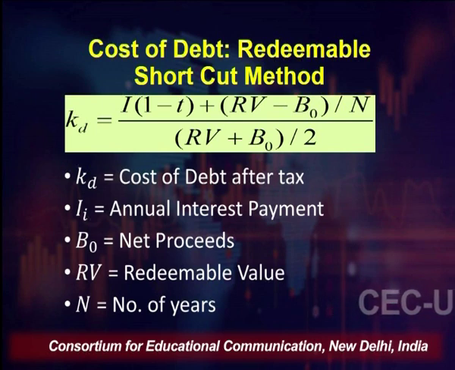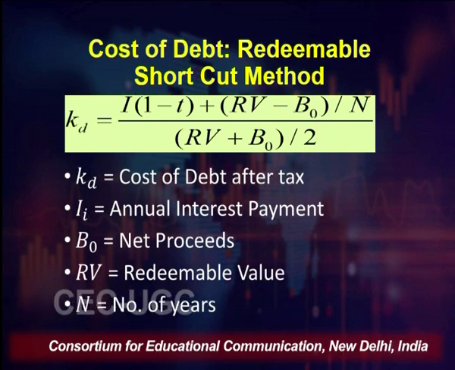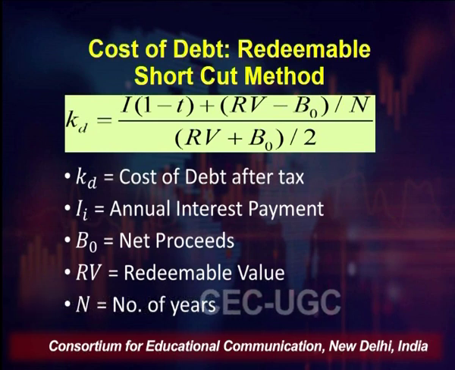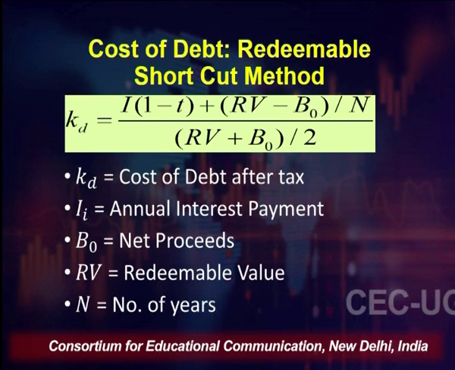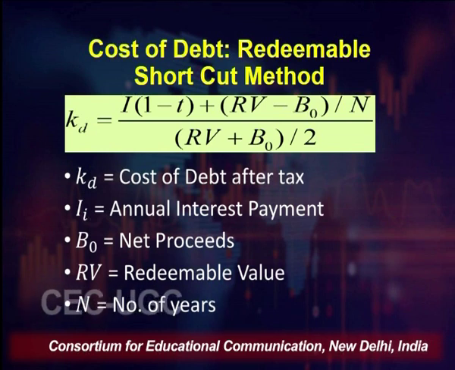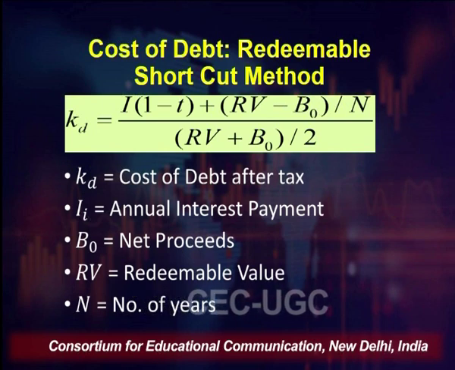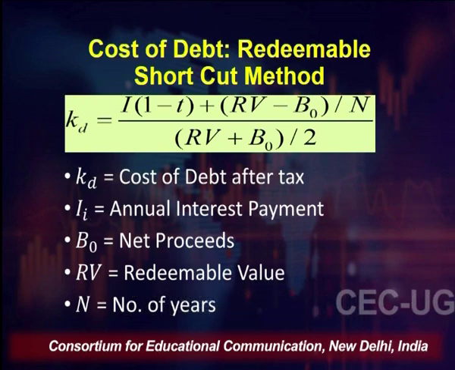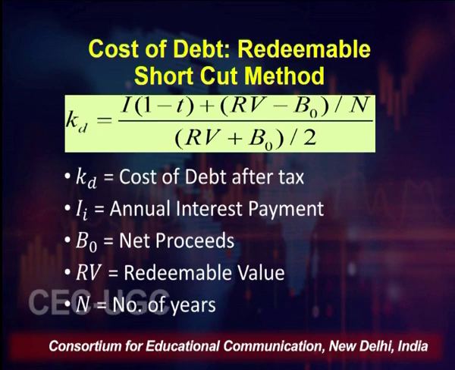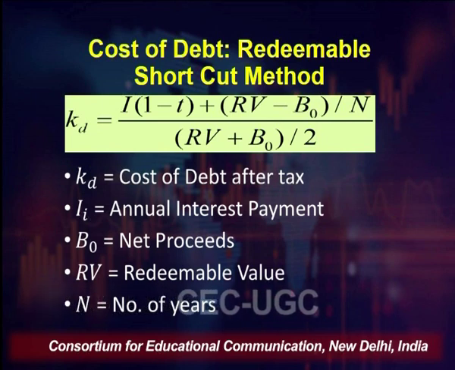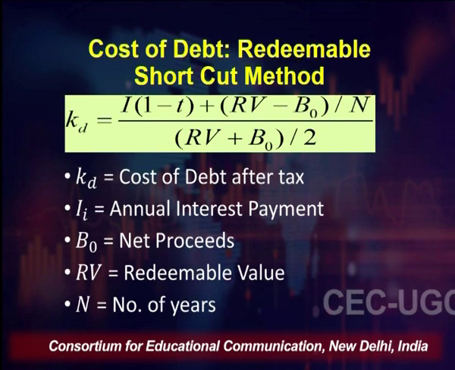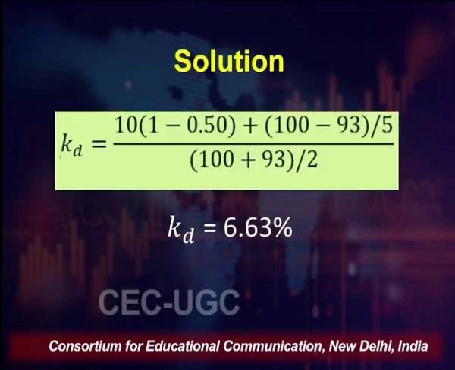Now, here cost of debt is equal to interest multiplied by 1 minus T, that is tax rate, plus redeemable value minus bond value divided by number of years. The redeemable value is the amount that you are paying at the time of redemption. And this whole numerator has to be divided by redeemable value plus bond value, and we have to take the average of this, that is divided by 2. Let us place the values from our example in this equation.